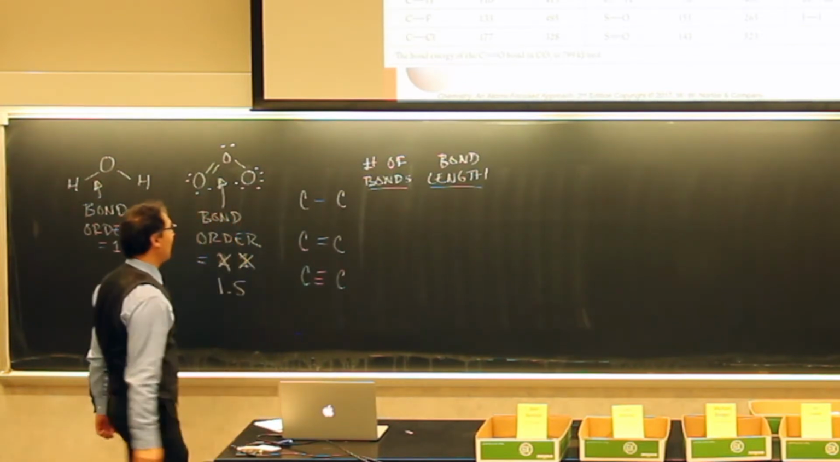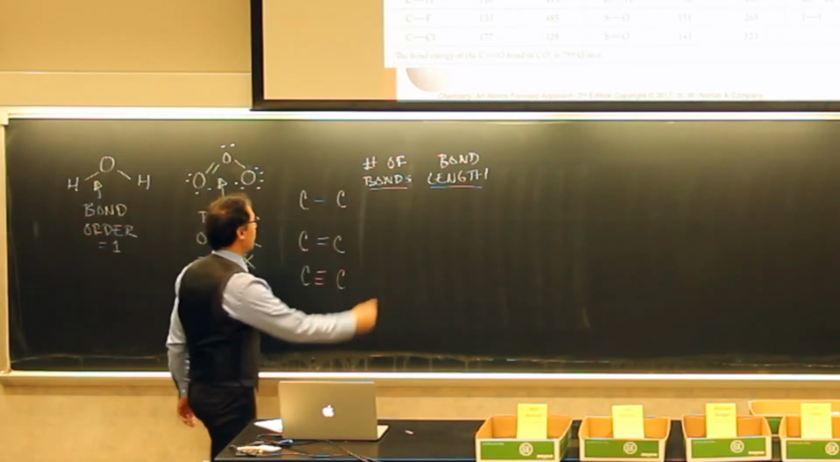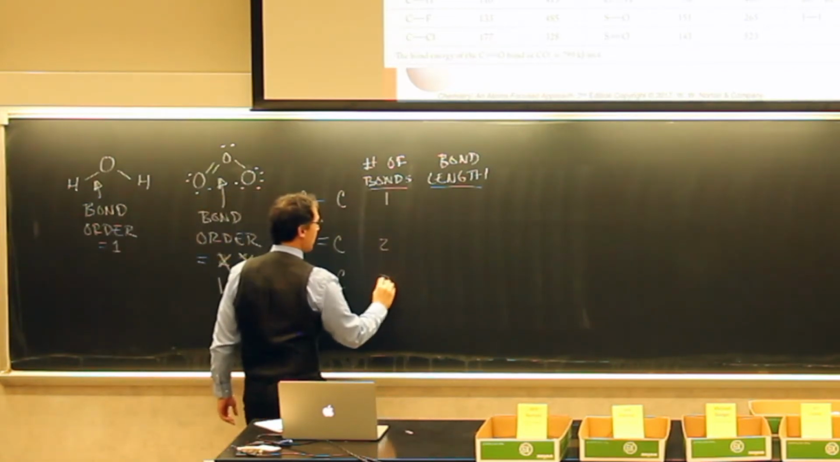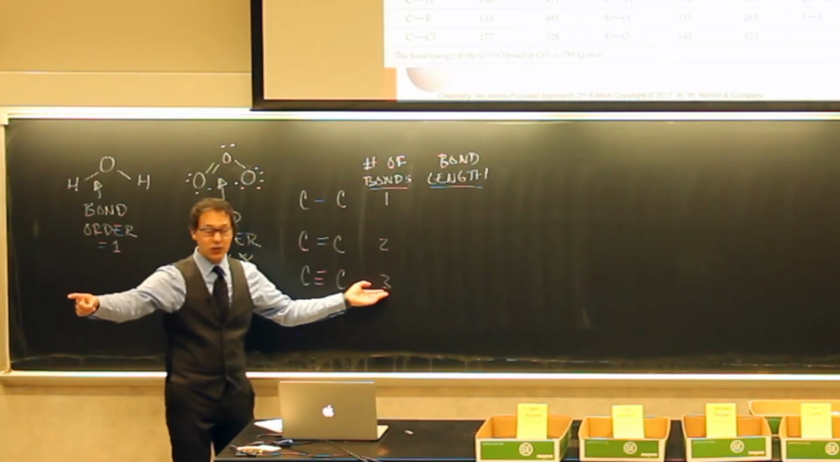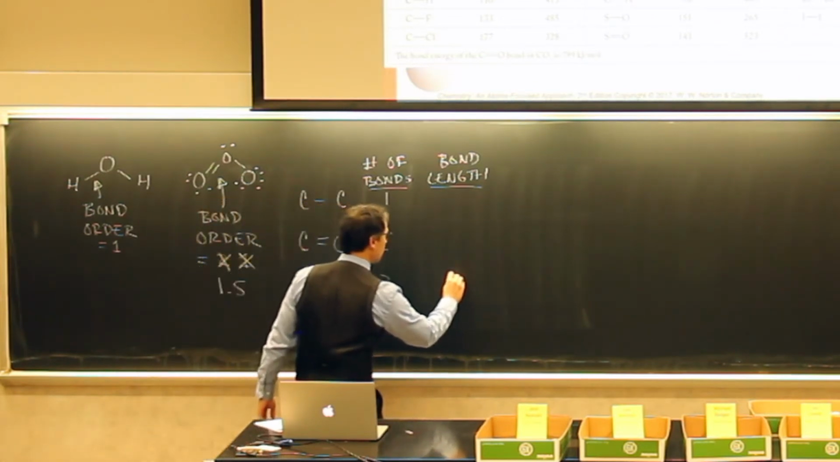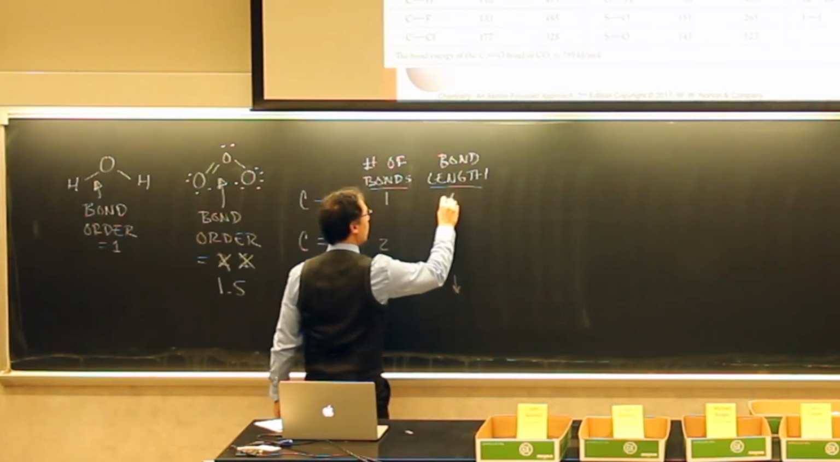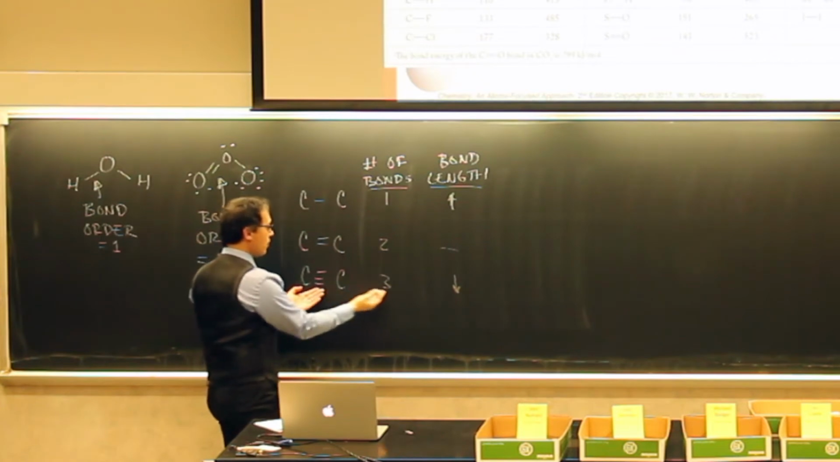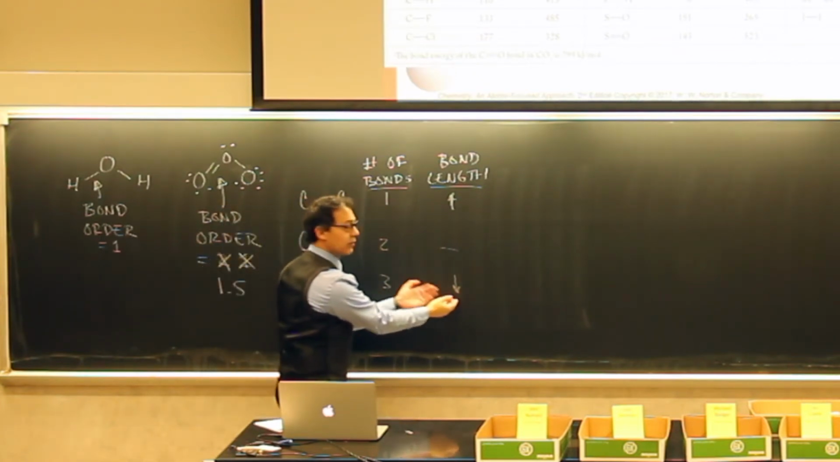No, it's not. Okay, so you pointed out that the number of bonds, 1, 2, 3, as the number of bonds increases, the bond length decreases. So I'm going to go down, and I'm going to go up like this, and then like this. Okay, so if we have more bonds, the bond length gets smaller.